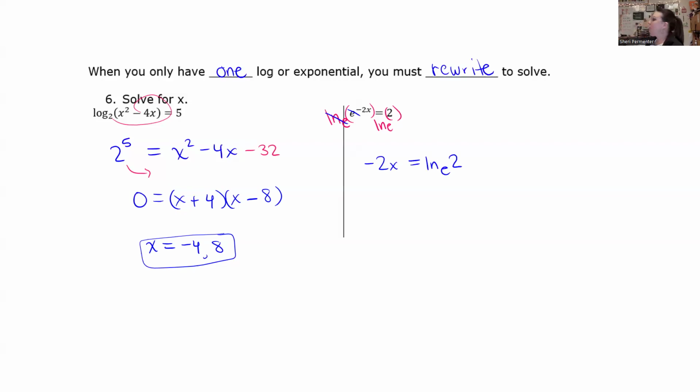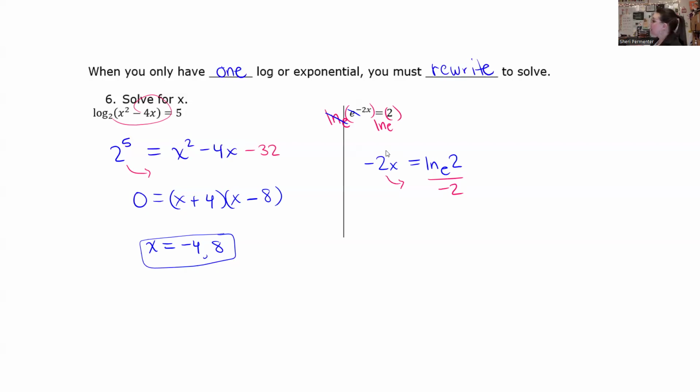All right, we want to know what x equals. Well, guess what? To get x by itself, what would we do with this? How do we get x by itself? Ignore what's here. How would we get x by itself? Divide by negative 2. So that's what we're going to do. All of this on this side, these are numbers. There's no more variables. X equals the natural log of 2 divided by negative 2.